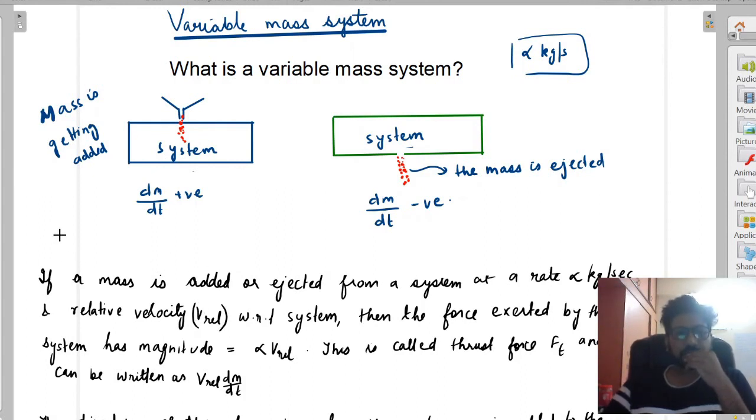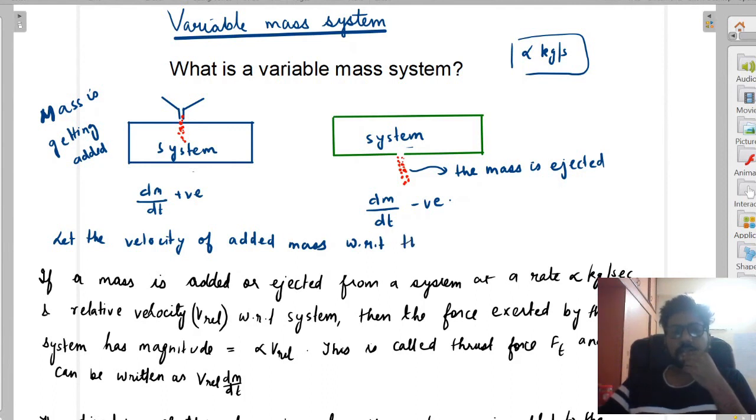Okay, so let the velocity of added mass with respect to the system be v relative. Then the force exerted by the system has magnitude equal to alpha multiplied by v relative. This force is called the thrust force and can be written as v relative dm by dt.